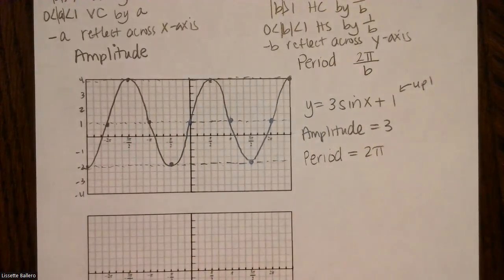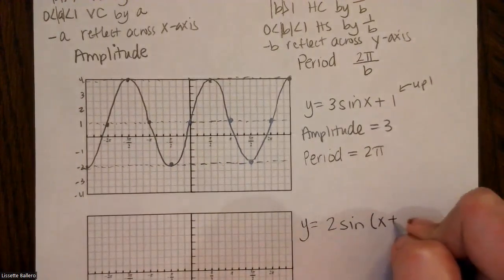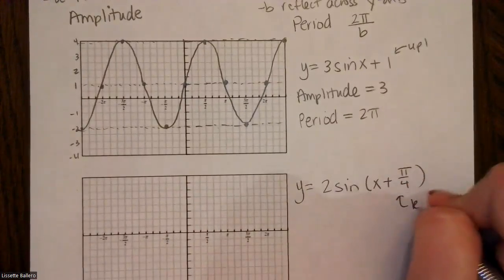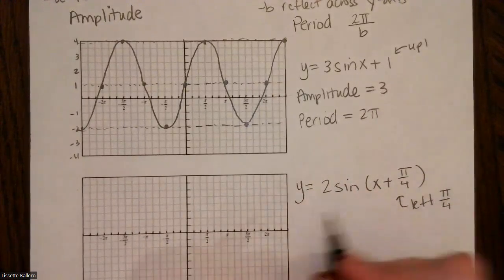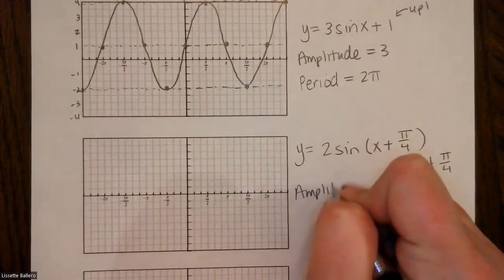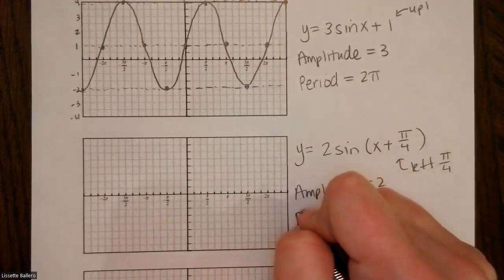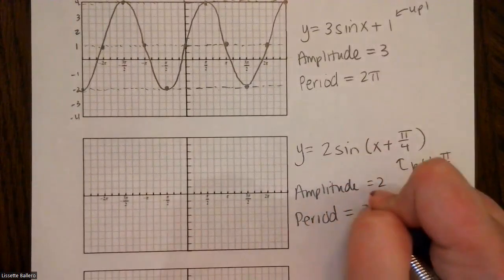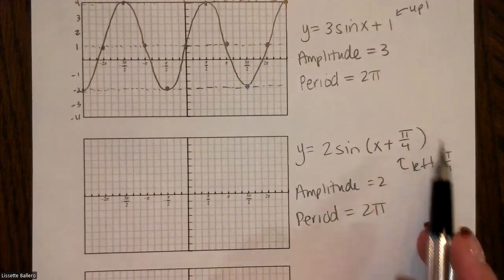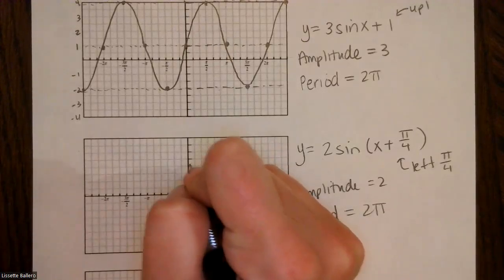All right, let's try another one. For this next one, I'm going to do x plus pi over 4. So in this case, it's on the inside, so I know this is left pi over 4. My amplitude is 2 again. It did not move up or down. So the amplitude is going to be 2 because of this right here. The period didn't change since there's not a b value, so it's still going to be 2 pi. But I'm going to move everything to the left pi over 4. Since it didn't move up or down, the x-axis is my center again. I do the amplitude of 2.